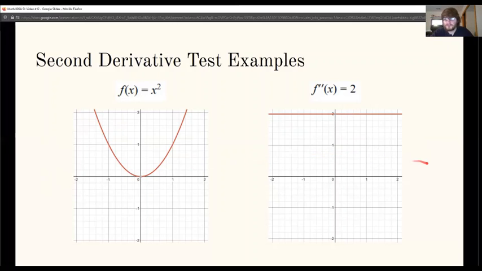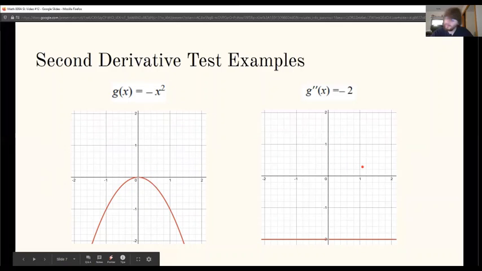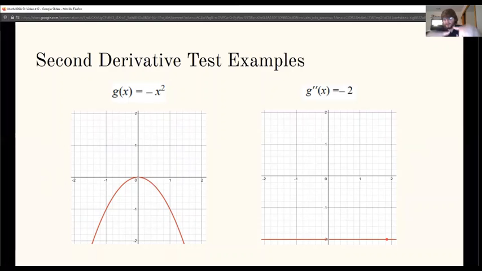And again, conversely, we have negative x squared, where we're upside down, and we have a maximum here at 0. And we see that our second derivative is just -2, so we're always negative, meaning the cup's upside down. We have concave down, and our maximum here is basically the bottom of the cup, but we're upside down now. So this is our peak.